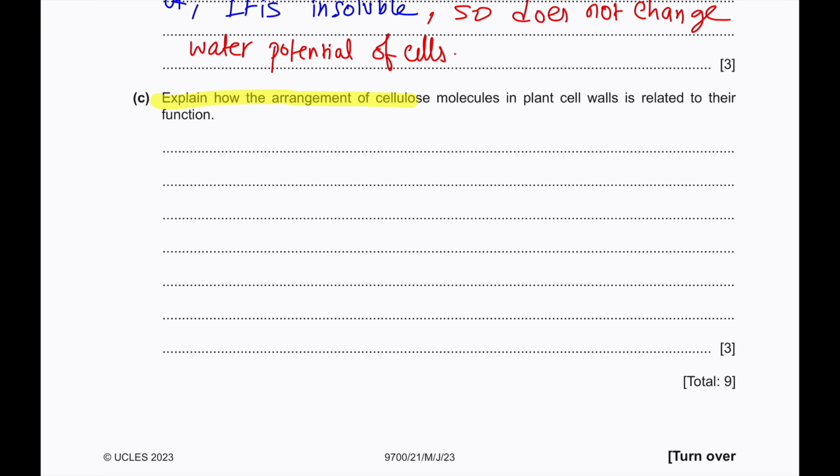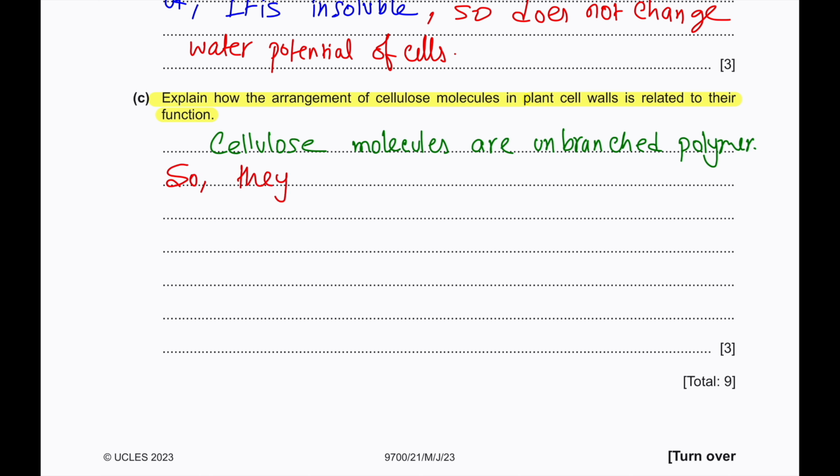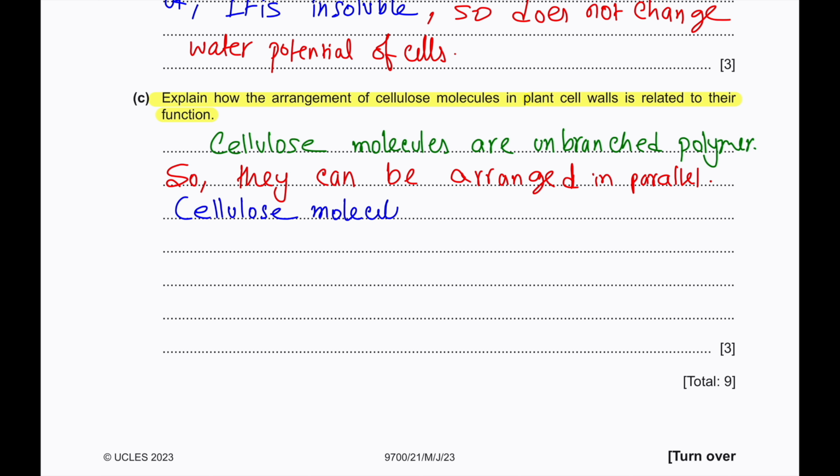Explain how the arrangement of cellulose molecules in plant cell walls is related to their function. So the answer can be written as follows. Cellulose molecules are unbranched polymers, so they can be arranged in parallel. Cellulose molecules contain many hydrogen bonds between the cellulose molecules. This allows them to form microfibrils, and the hydrogen bonds give them high tensile strength.